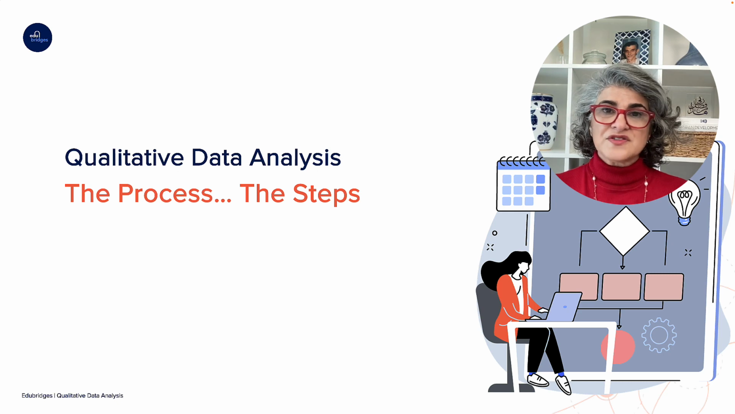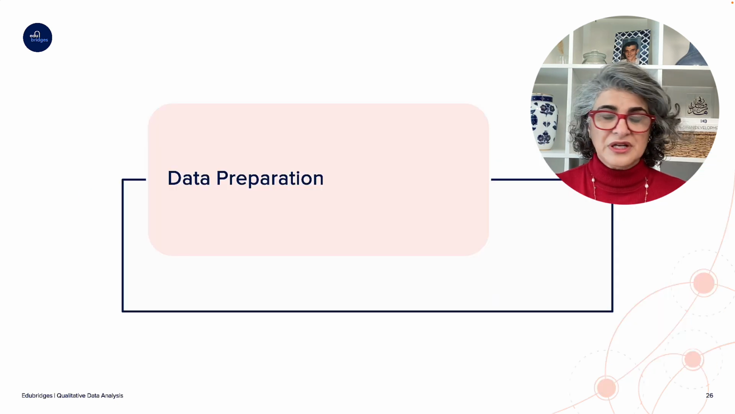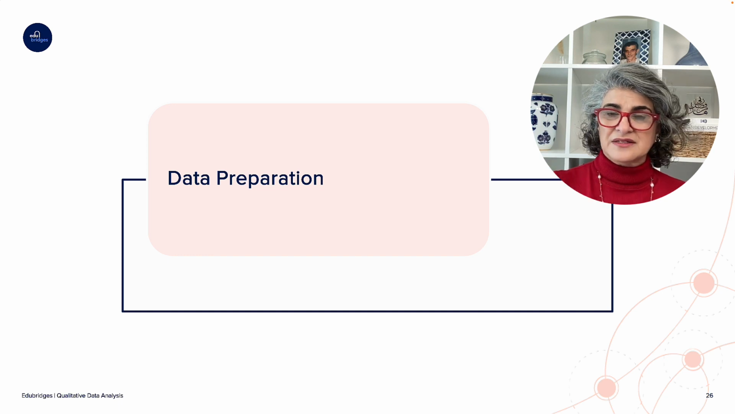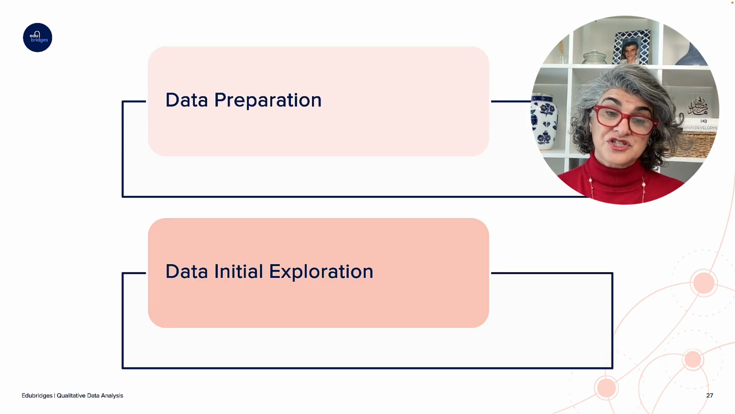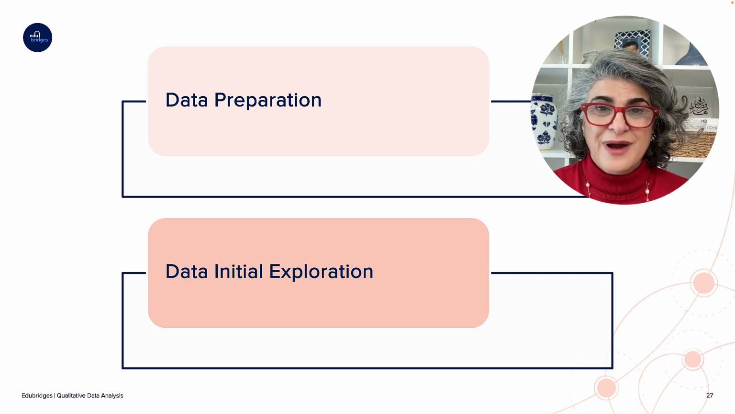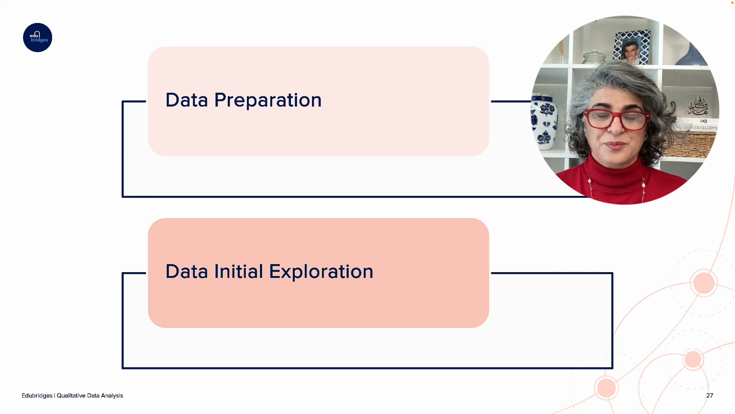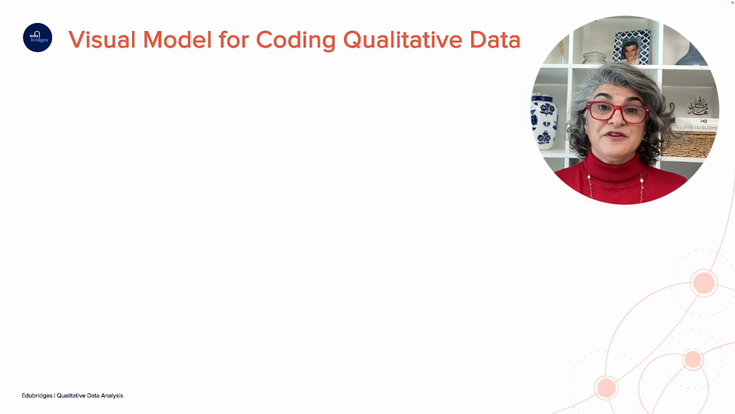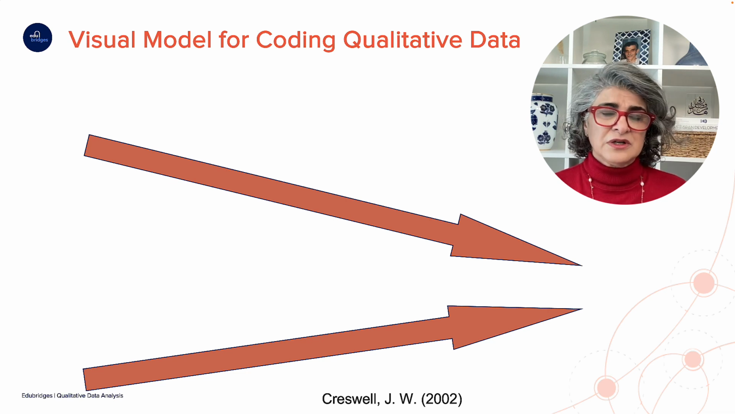Qualitative data analysis, the process, the steps: we always start with data preparation, cleanup, transcription, making sure that it is correctly transcribed. We have the initial exploration, which starts from the moment you actually start those interviews with your participants, because the moment you start talking with them, your mind starts exploring that data. The analysis itself passes through a coding process. This is not the only way it can be done, but this is a visual model presented by Creswell in one of the most prominently and widely used textbooks for research.